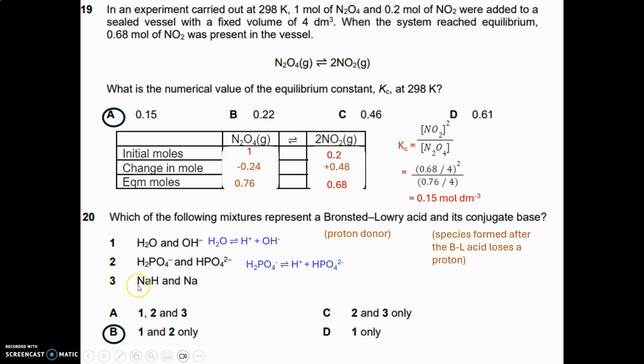The third one, NaH and Na. First thing, note that NaH is an ionic compound. It contains Na plus ion and H minus ion, which is known as hydride ion. So when it dissociates, for example, when you melt NaH, you produce H minus ions instead of H plus ions. So therefore, we cannot say that NaH can behave as a Bronsted-Lowry acid. So the only mixtures that have a Bronsted-Lowry acid and its conjugate base will be number 1 and number 2.